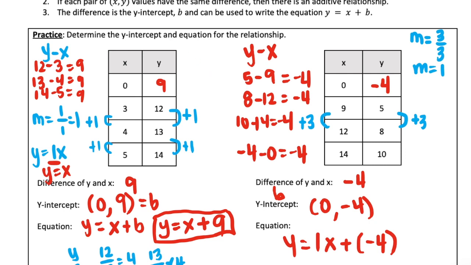So you can leave your equation in this form, or you can remember that 1x is the same as just x, and if you add a negative, that's the same as just subtracting. So either one of these would be a good final equation. However, you're most likely going to see it in this bottom one, where we just have y equals x minus 4. And you could read that and tell us that the slope is 1 and the y-intercept will be negative 4.